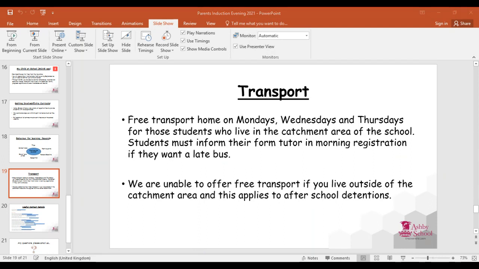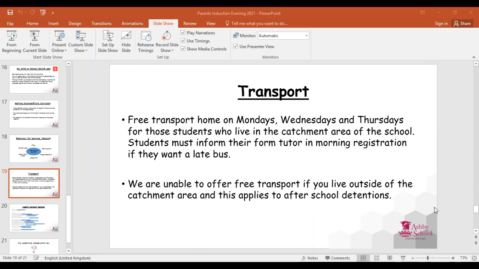Last couple of bits. So transport, we've touched on transport a little bit throughout the evening, but this is all to do with getting home after extracurricular clubs. So we have late buses, free transport home Mondays, Wednesdays and Thursdays. All the students need to do is ask for what we call a Q code from their form tutor, and then they'll get the transport home. They just need to go to the bus park gates.